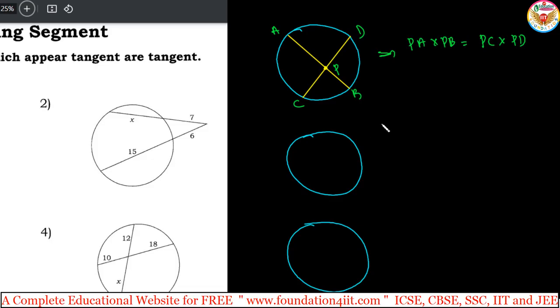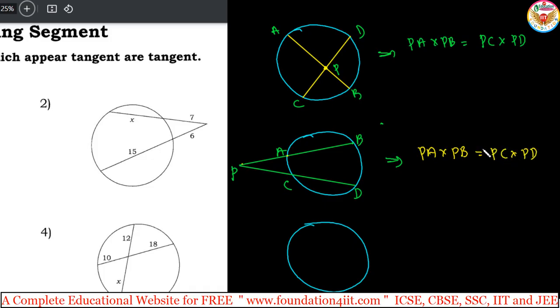Next, let us take two secants. One more, you can extend more. Okay, this is intersecting externally. Let the point be P, same AB and CD. In this case also, PA into PB is exactly equal to PC into PD. Whether intersecting internally or externally, the formula is the same: PA times PB is exactly equal to PC times PD.